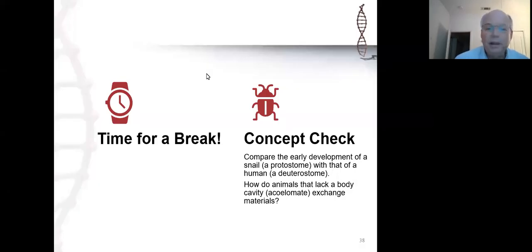So welcome back from the break. Let's take a look at the two questions. First, compare the early development of a snail, a protostome, with that of a deuterostome, a human.